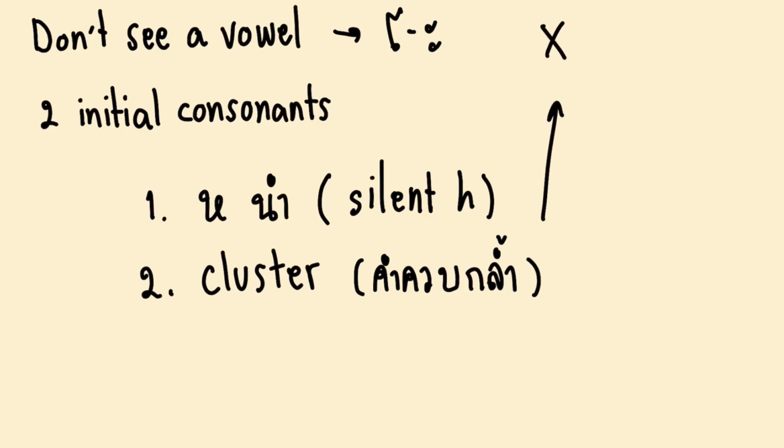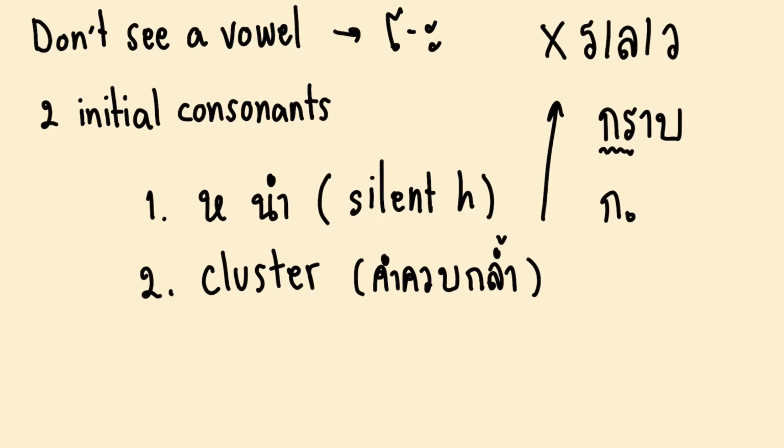In Thai, usually there's an initial consonant followed by ror ruea, lor ling or wor waen. For example, if I use the gor gai sound: กราบ, กล้วย, กว่า.